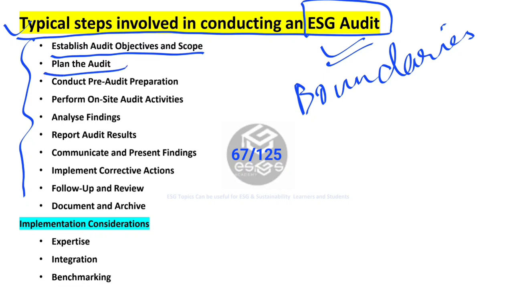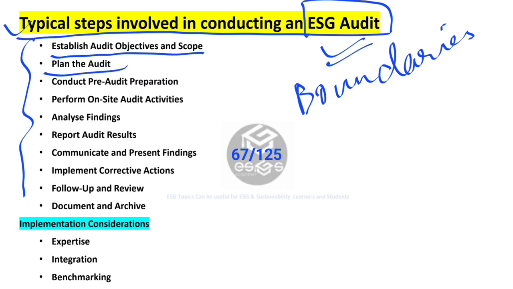Then plan the audit. We need to develop a detailed audit plan which will include audit criteria, audit methodology, and audit schedule as well. In the audit criteria we specify the ESG standards, regulations and frameworks against which the audit will be conducted. In audit methodology, we define the methodology and techniques, for example interviews, document review and site visits to gather relevant information. In the audit schedule, we need to establish the timelines, milestones and resource allocation for conducting the audits.